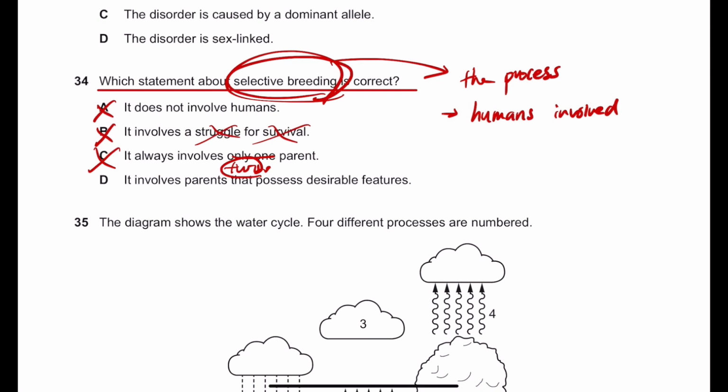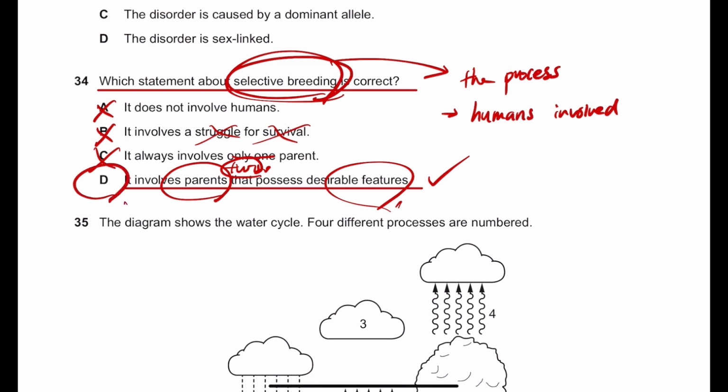Number D, it involves parents that possess desirable features. This is absolutely right. This is the purpose of doing selective breeding. If we want to have a desirable characteristic or desirable product, we take the parents, the organisms, that possess that feature, and we breed them together to get more of the features. So the answer for this one is D.